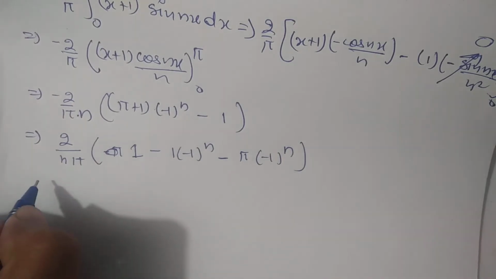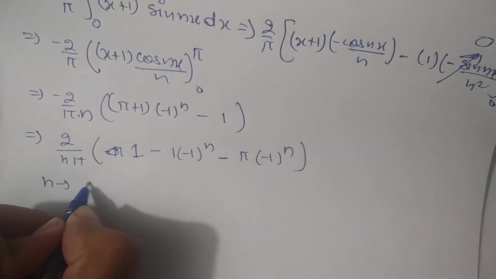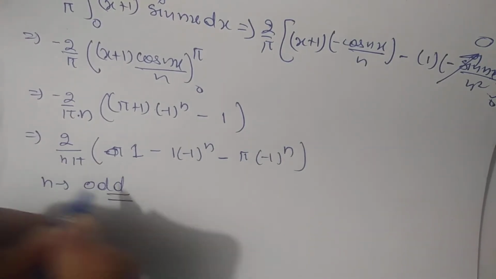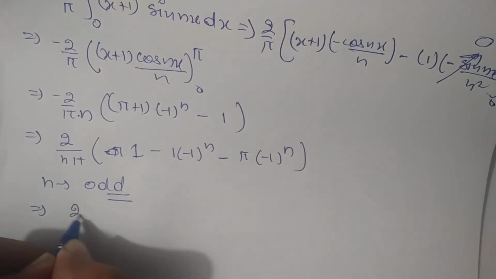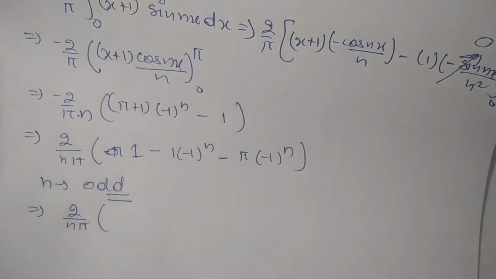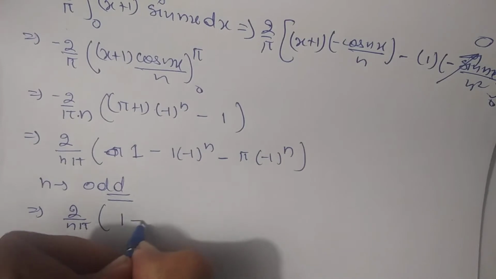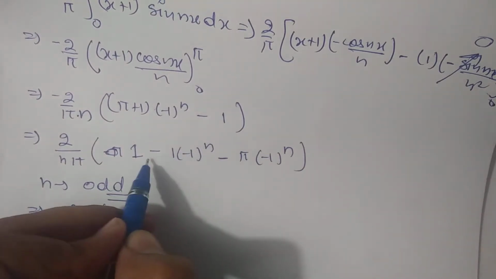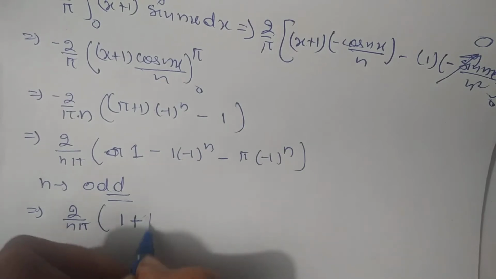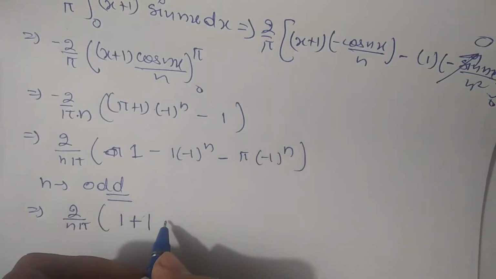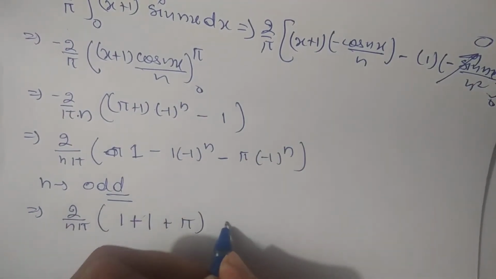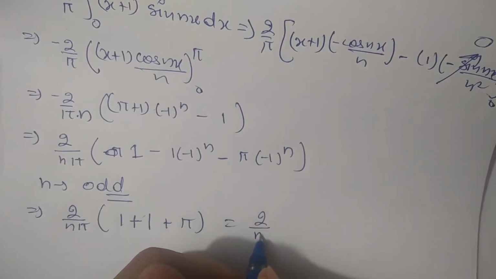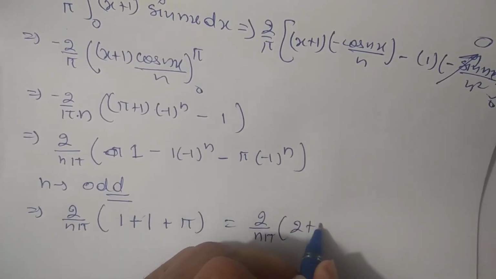Okay, now if I put n equals to an odd number, then this value will turn into 2 by n pi, and inside 1 minus. If I put n equals to an odd number, then minus 1 power n will be minus 1, and minus will be plus 1. And this value will also be plus 1, so plus pi. So this value will turn into 2 by n pi into 2 plus pi.